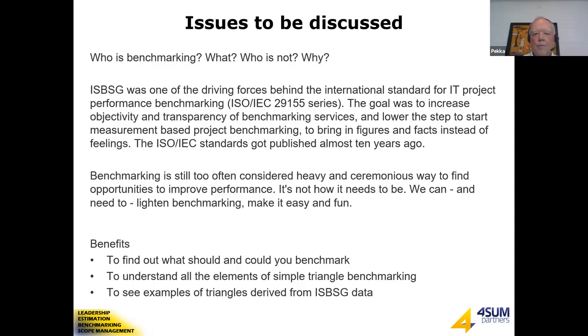Then some benefits that were promised are that you should understand the elements of simple triangle benchmarking. I will show a couple of triangles and explain very briefly what they are. I had a very thorough presentation in Florence in 2015, at the IT Confidence Conference, where all the details of this triangle benchmarking were already explained. So I think that we can find it somewhere if needed. So I didn't include the same things now in this short presentation. And then we can also see some examples from the ISBSG data.